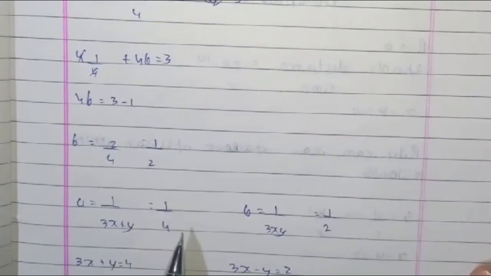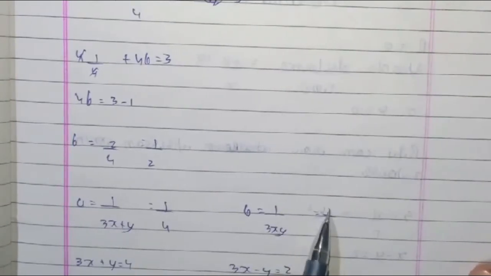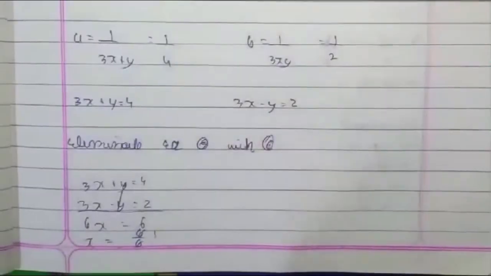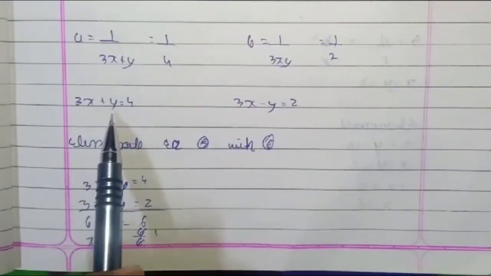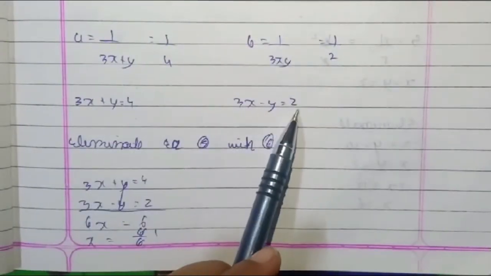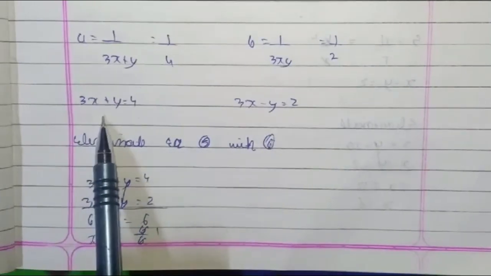Now a is equal to 1 by 3x plus y is equal to 1 by 4, and b is equal to 1 by 3x minus y is equal to 1 by 2. So we can take reciprocal. So 3x plus y is equal to 4 and 3x minus y is equal to 2.